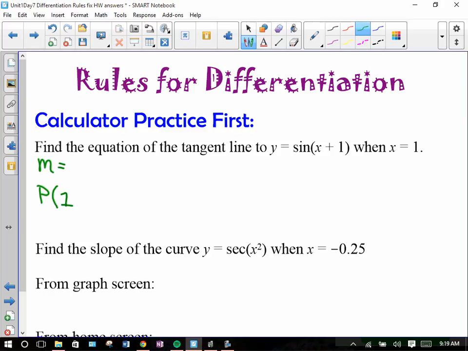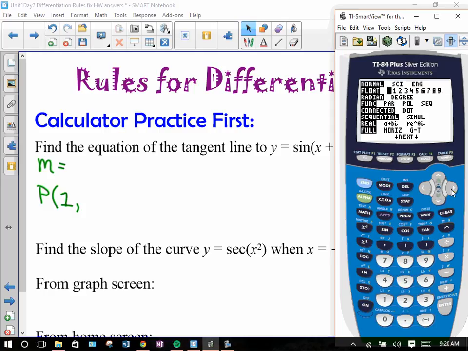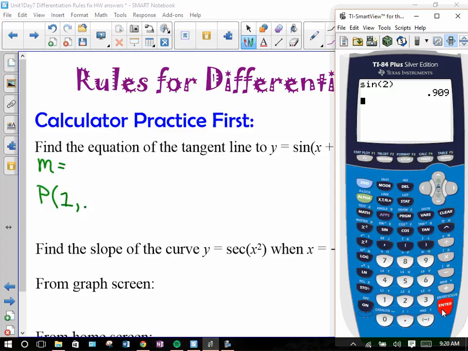On our calculator, we're going to find the sine of 2 real quick. To be on the same page, I believe I have you set up to round to 3 decimal places. So the sine of 2 is 0.909. So this point that we're looking at is 1.909.